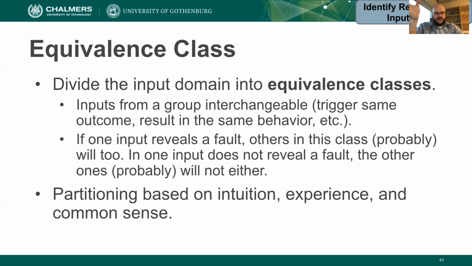We can swap one for the other, and this isn't always necessarily true, but in theory, they'll give you the same outcome. Right, and if one input reveals a fault from that equivalence class, then others will probably do so as well. And likewise, if one does not reveal a fault, then others probably will not either. Perfect partitioning, perfect choices of where to divide those lines, is hard, but we try our best with a combination of intuition, experience, and some common sense.